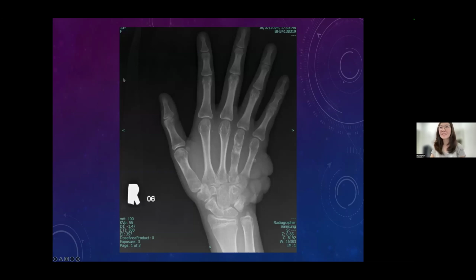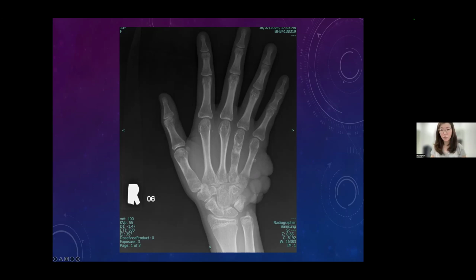Okay, what about this? Patient came in with a hand pain, no history of trauma. There is some soft tissue swelling over the ulnar side of the hand, not this radial side. Okay, you mean this one, right? That's right. Soft tissue nodules.